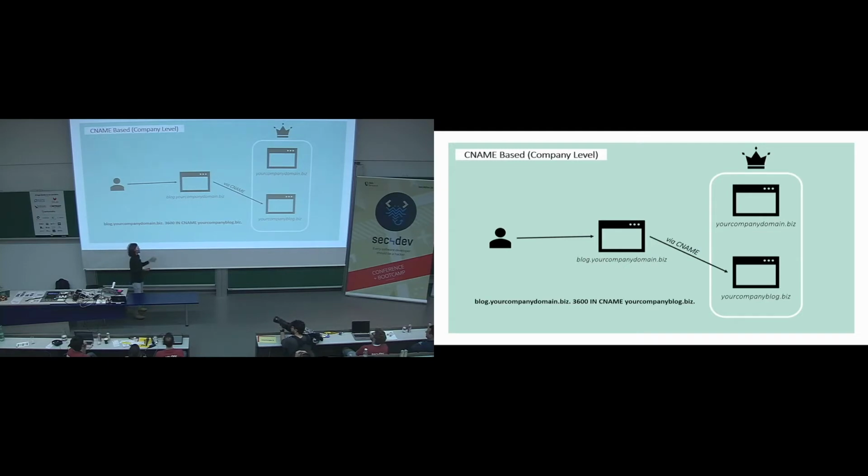And what happens, so this is the DNS record down here, if you would run a DNS query, is that if you go to blog.yourcompanydomain.biz, you see that domain in the URL. So it doesn't change, right? It's the stuff that you see in the URL bar. But you would actually browse that application down below.